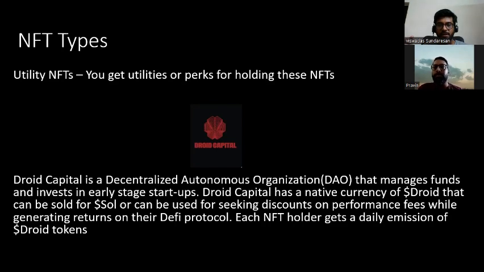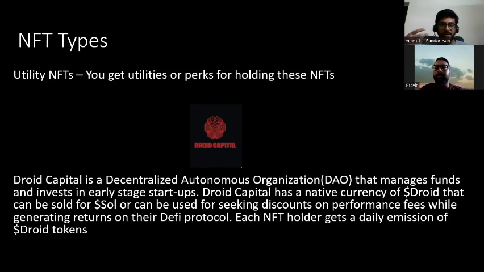Droid Capital is a decentralized autonomous organization. If you're not familiar with this term, go back and refer to our previous video. So Droid Capital is a DAO that manages funds and invests in early stage startups. So this is basically a decentralized venture capital firm. It is something like Sequoia, if you have heard of it, a venture capital fund. Tiger Global, A16Z. These are some of the famous venture capital firms who have backed famous startups like Uber, Airbnb, and all the tech startups.